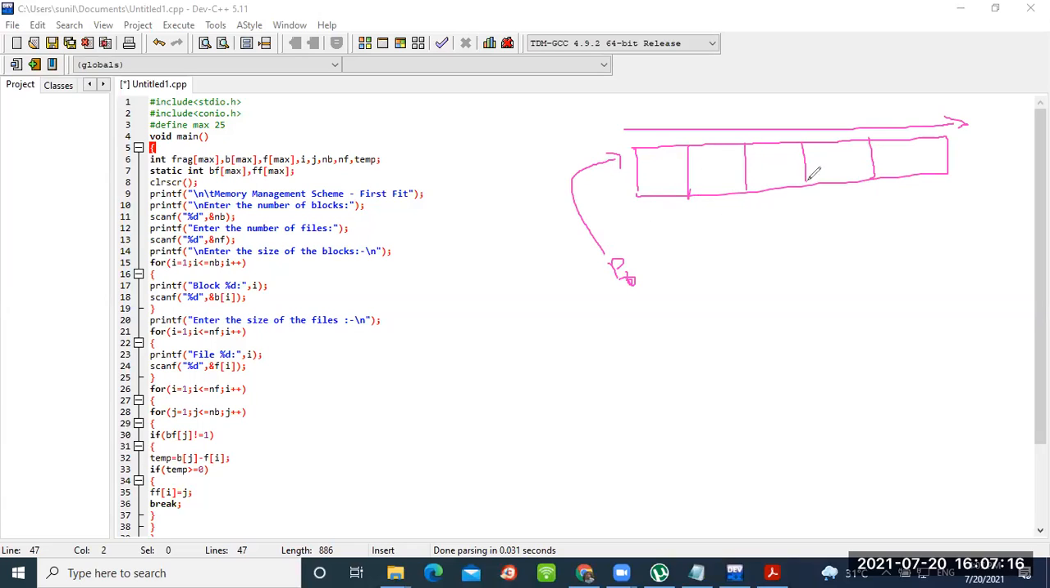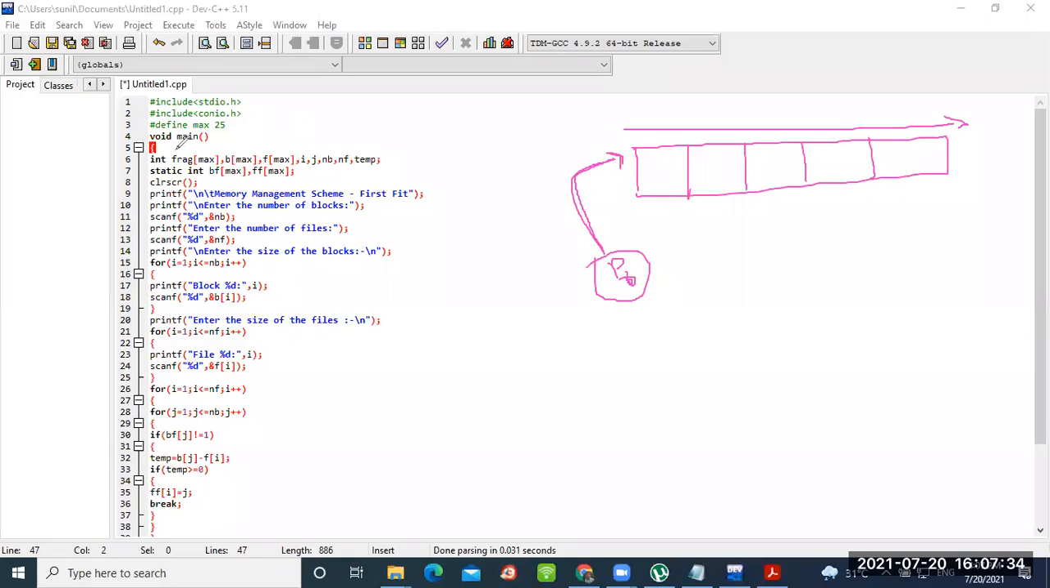Of all these blocks, the largest block will be assigned to the process. So this is a simple logic, but every time we will start from the very first node. Okay, so now this is the program for that one.